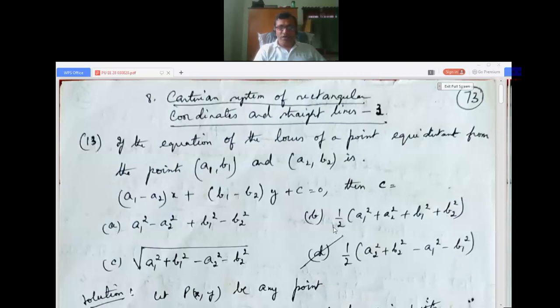Second option: half into a1 squared plus a2 squared plus b1 squared plus b2 squared. Third option: square root of a1 squared plus b1 squared minus a2 squared minus b2 squared. And fourth option: half into a2 squared plus b2 squared minus a1 squared minus b1 squared.